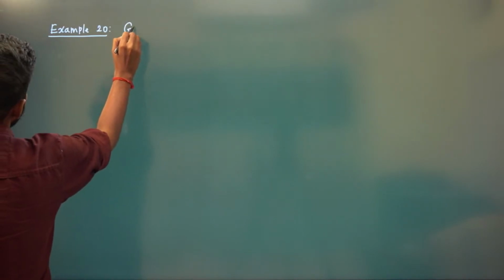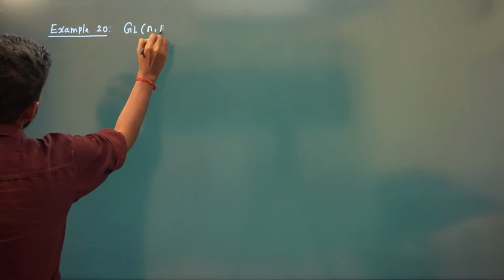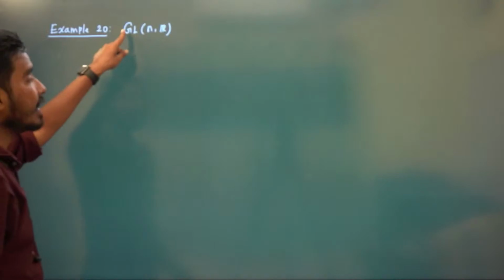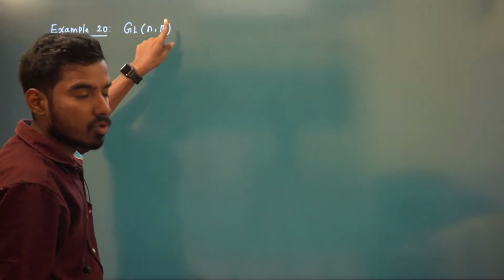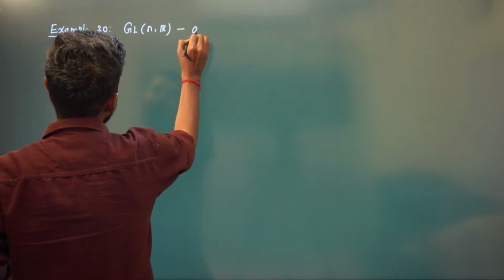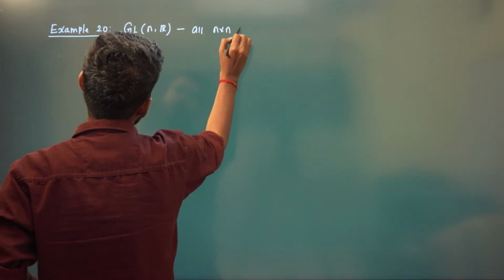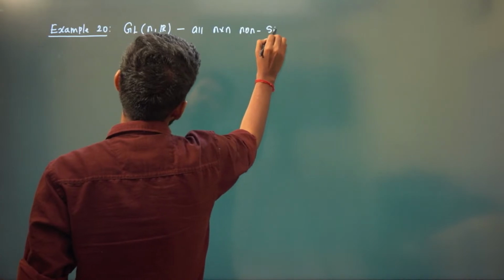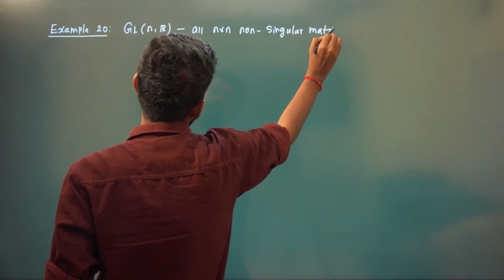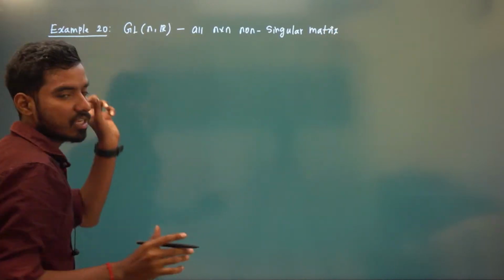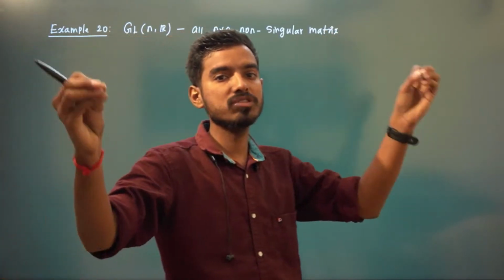GL(n, R) means the general linear group. It is the set of all n cross n non-singular matrices. That is, this set consists of all those n by n matrices whose determinant is non-zero.